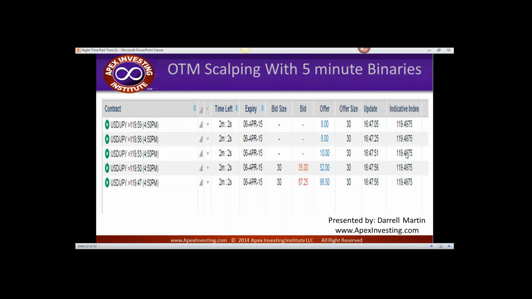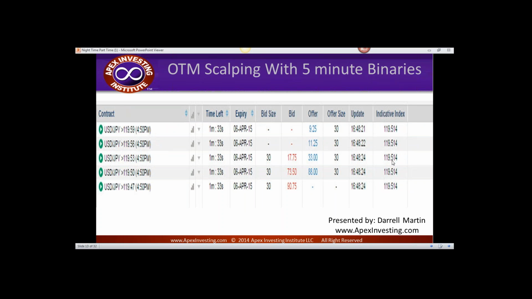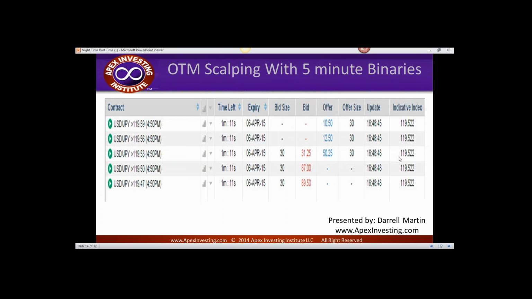So watch this. 119.4975, boom. Now 119.514, market's popped up. Now where are we? 33 bucks. And I've got a minute and 33 seconds to expiration. So 119.51, now look, 119.52, now what's it worth? 50 bucks. Okay, do you guys see that? How just a few ticks of difference can have a big effect on the price of 5-minute binaries.